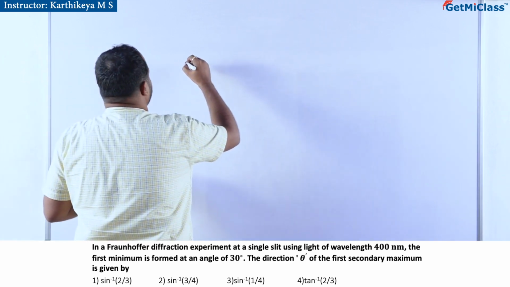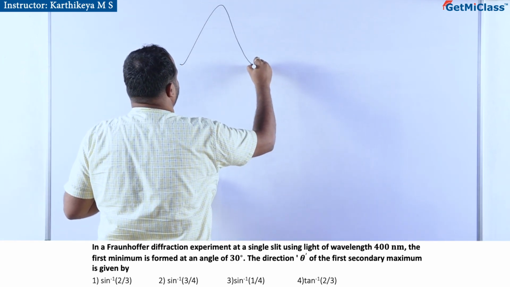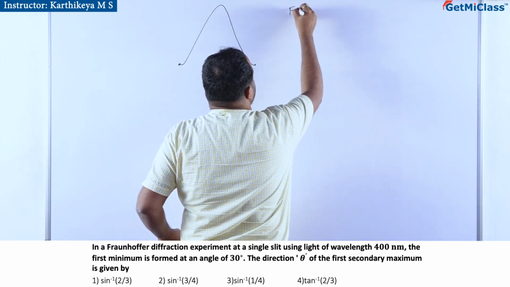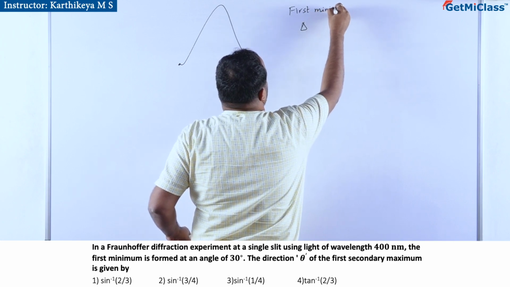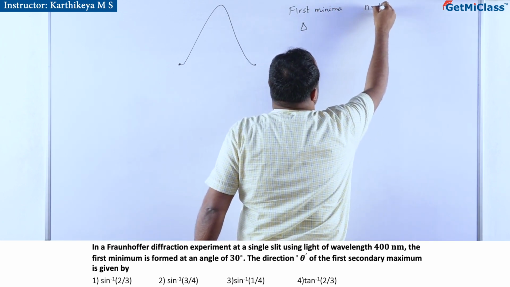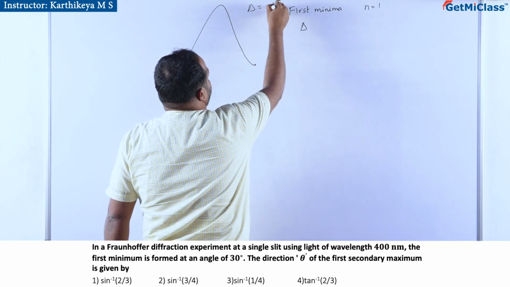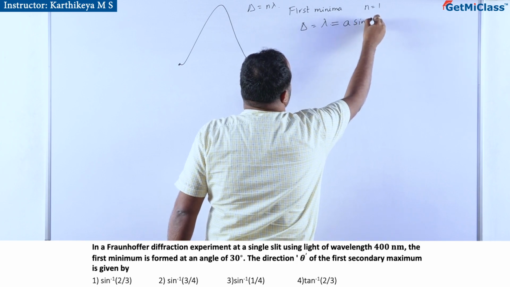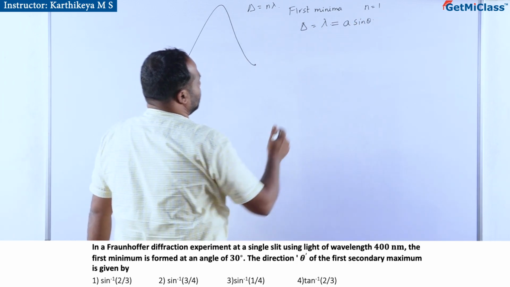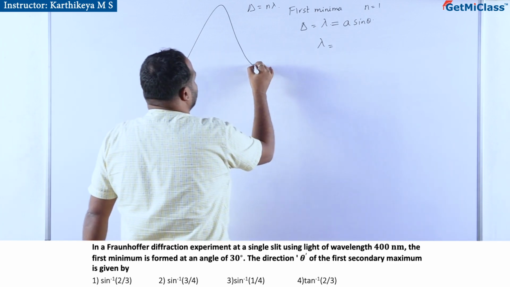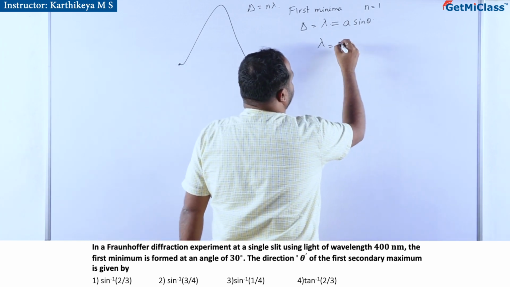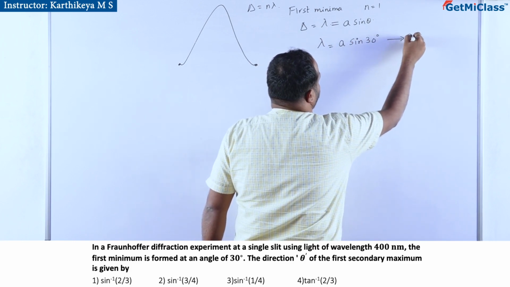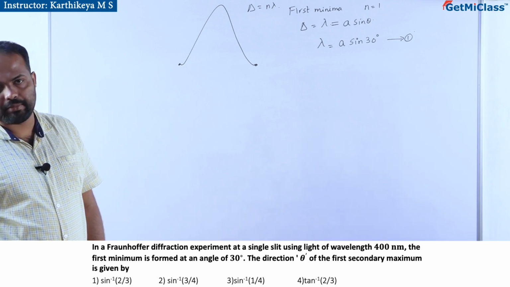So, if you consider the diffraction pattern, this is the central maxima position. See the path difference for the first minima, where n is equal to 1. In general, the path difference is n lambda. For the first minima, it is lambda, given by a sin theta. So, at an angular position of 30 degree, it is a sin 30. Of course, they have given the wavelength, but let it be as it is. This is for the first minima.